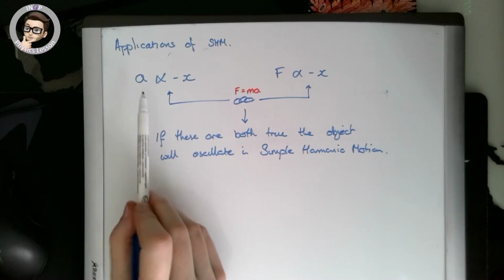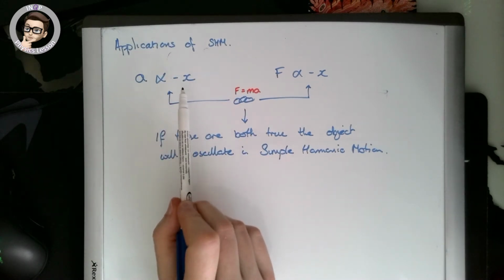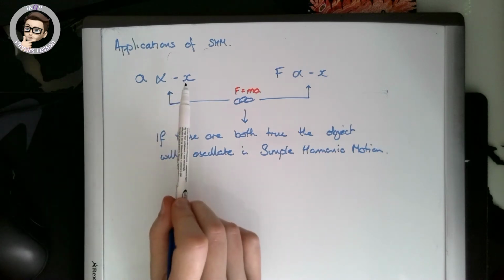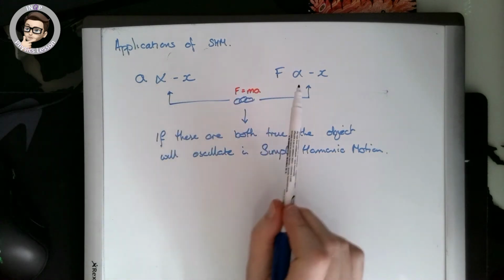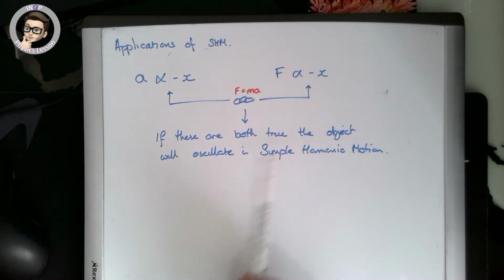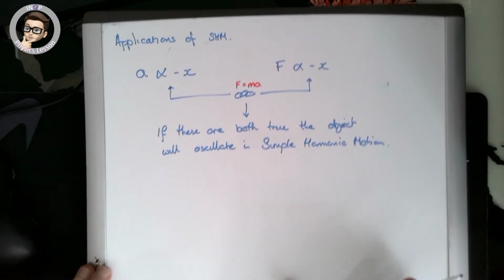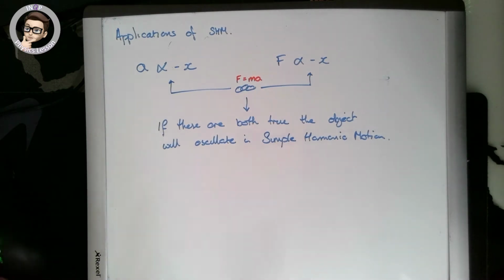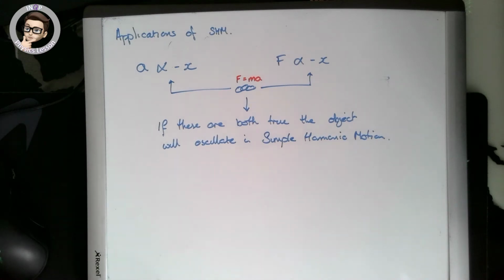If the acceleration is proportional to the negative displacement, so the acceleration always acts in the opposite direction of the displacement, and if the force always acts in the opposite direction to the displacement, then the object will oscillate in simple harmonic motion. Okay, so that's kind of the definition of SHM. We've kind of got there. Four lessons later, four videos later, we're explaining what SHM really is.